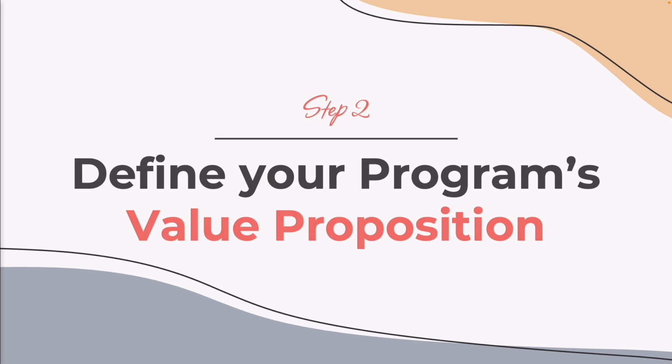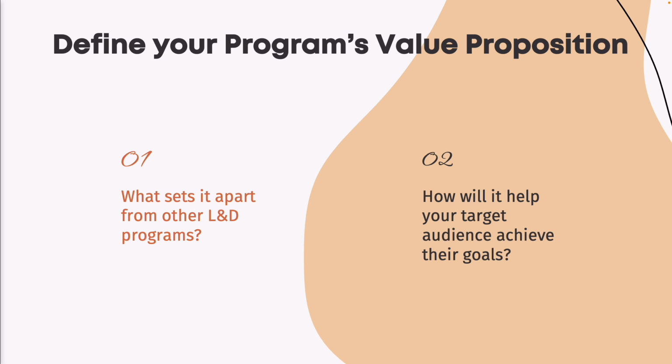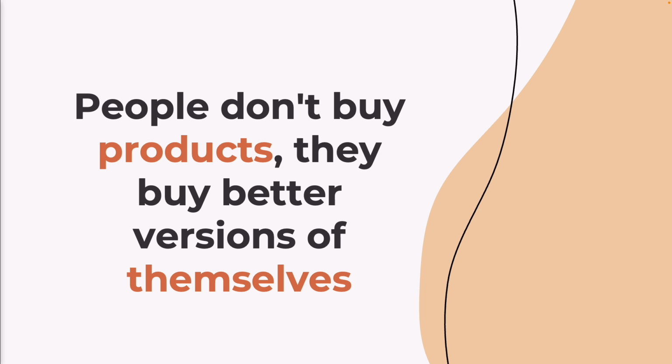Next, define your program's value proposition. Once again, there are a couple of questions you need to be asking yourself, like what sets it apart from other L&D programs and how will it help your target audience achieve their goals? By clearly communicating your program's unique value proposition, you can increase interest and participation. There's a saying in marketing that people don't buy products, they buy better versions of themselves. If you want them to join a learning program, you need to explain how completing that program will change their life. Not to get too dramatic here, but you get our point.